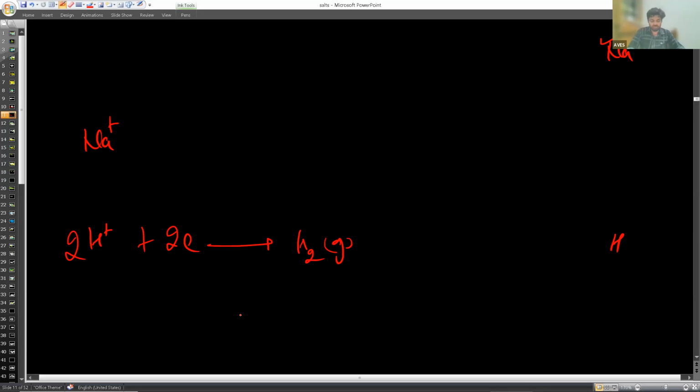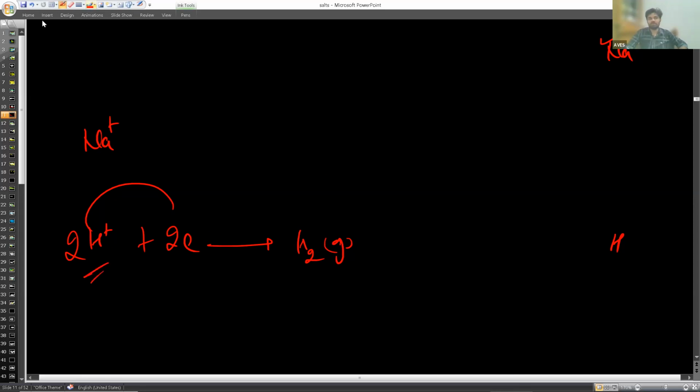So what I'm saying here is that this will accept the electron first. This will not accept. So unless and until all the hydrogen ions are used up, they will keep on accepting the electron. If there is no hydrogen ion, then sodium will be given the preference. But if there is hydrogen ion, then it will keep on accepting the electrons.